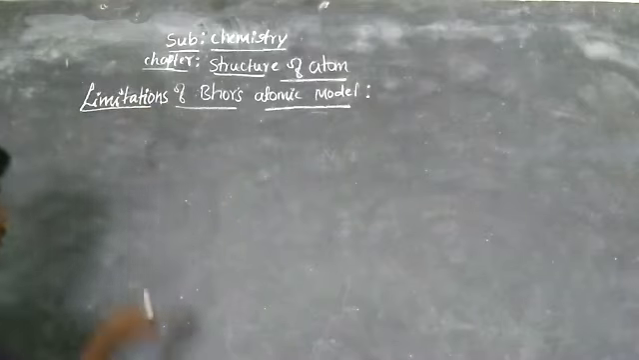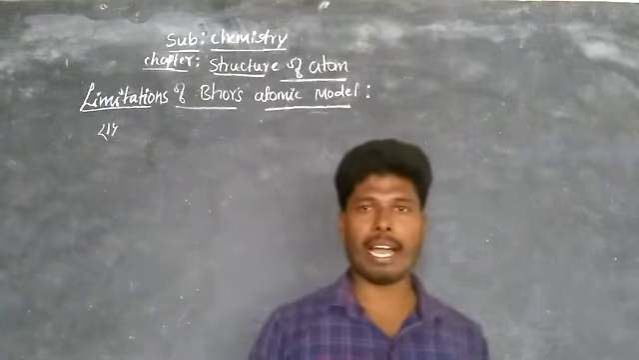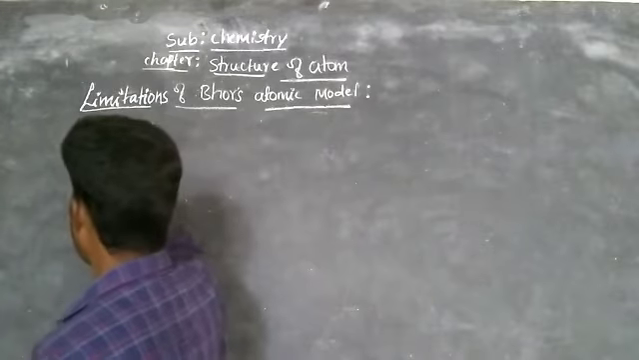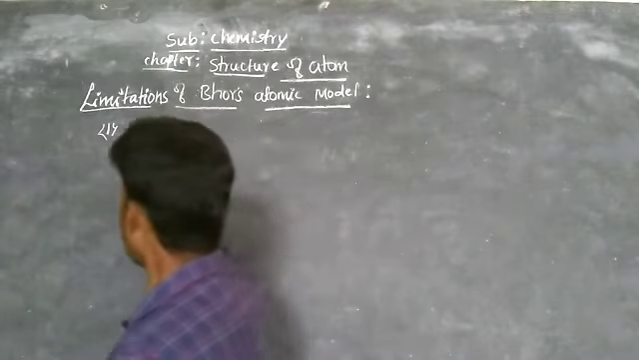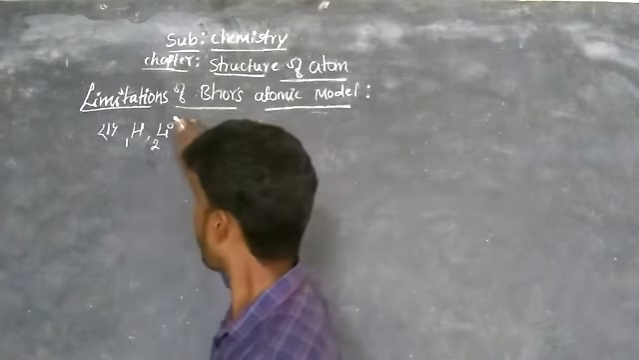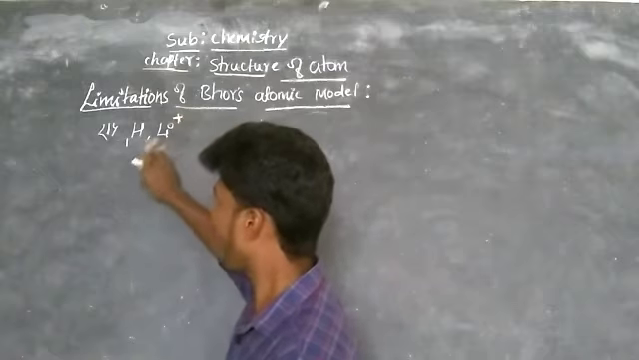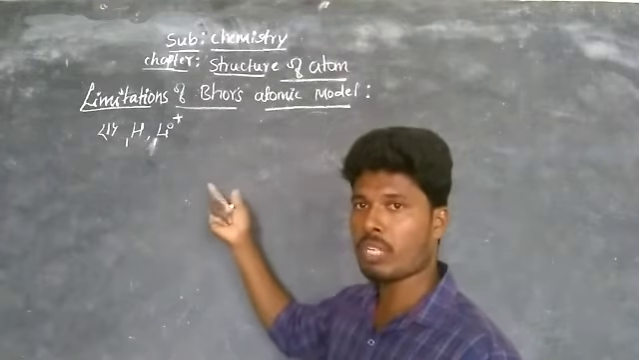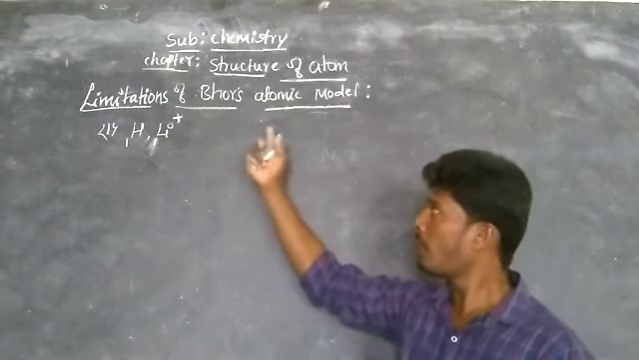The first limitation of Bohr's atomic theory is that it is applicable only for hydrogen-like atoms, that is, uni-electron atoms. Observe hydrogen, H, atomic number 1. It contains only 1 electron. Lithium contains 3 electrons, but when lithium becomes an ion, it loses electrons and has only 1 electron. Such atoms having only 1 electron, uni-electron atoms, are the only ones applicable to Bohr's atomic theory.